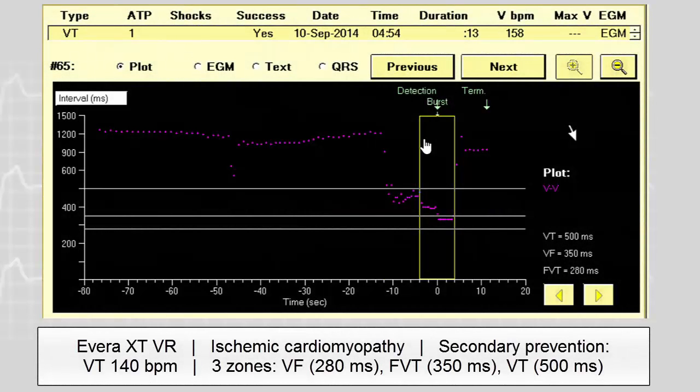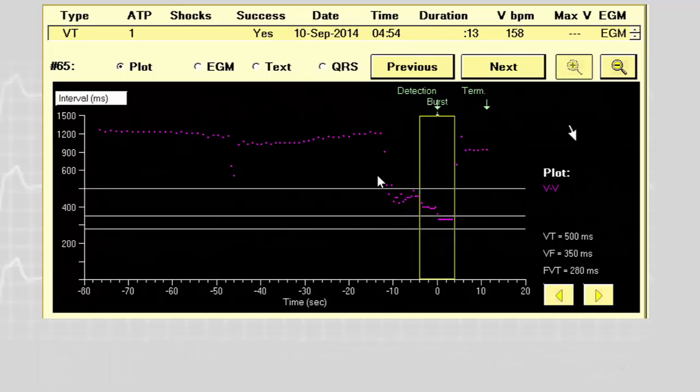This is now the case of a patient with ischemic cardiomyopathy implanted with a single lead ICD. This is an episode diagnosed as VT in the memory of the device. You see here a sudden acceleration. The rhythm is quite unstable. Initial detection of an episode of VT, a burst is delivered, and a return to the initial rhythm.